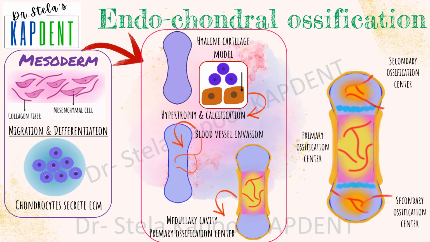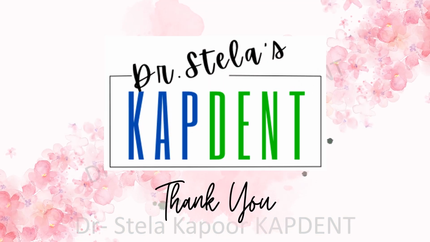While at the middle the cartilage is being transformed into bone, at the end the cartilage undergoes proliferation because of the formation of growth plates. This entire process repeats itself after birth at the epiphyseal ends of the bone and leads to the formation of secondary ossification centers. So that was all about the process of endochondral ossification.